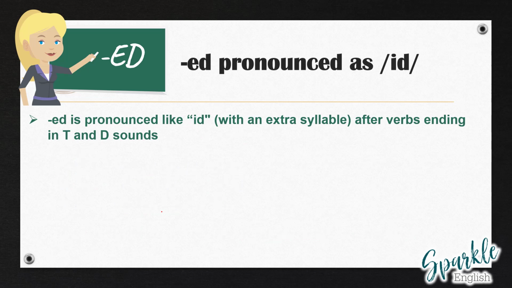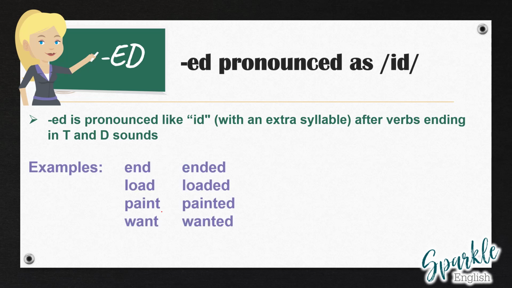Ed is pronounced like id with an extra syllable after verbs ending in t and d sounds. Examples: end, ended, load, loaded, paint, painted, want, wanted. You can see that the end of all these words end in a d sound, d, t, and t. And because of that, we have to pronounce the ed like id.